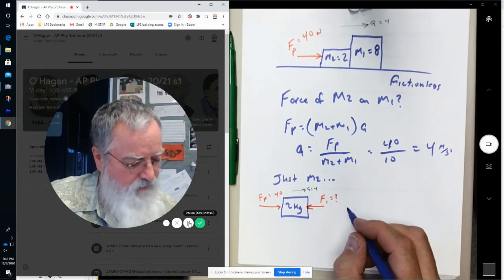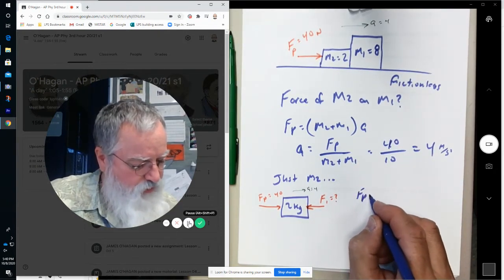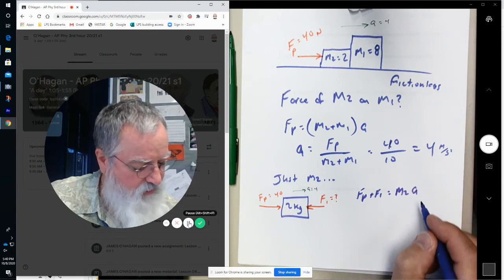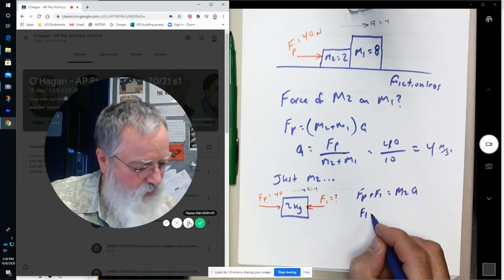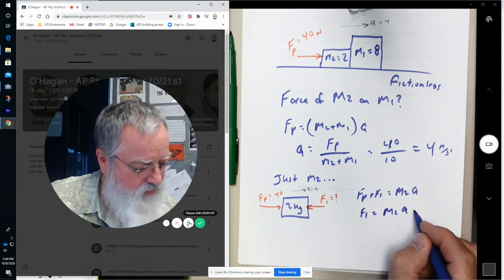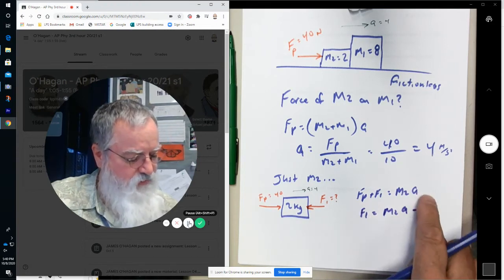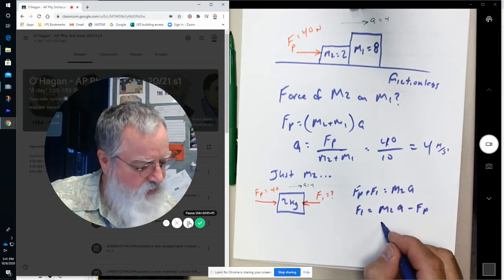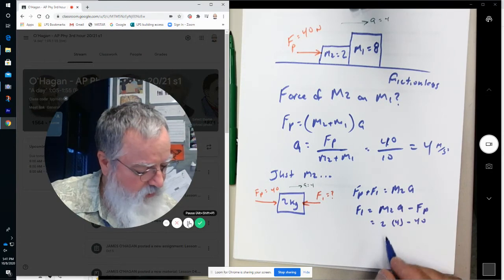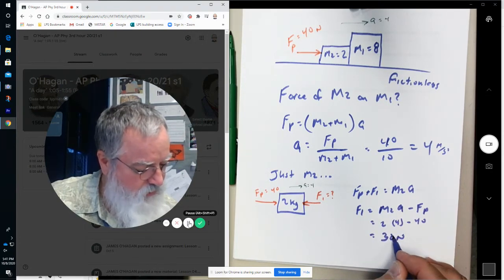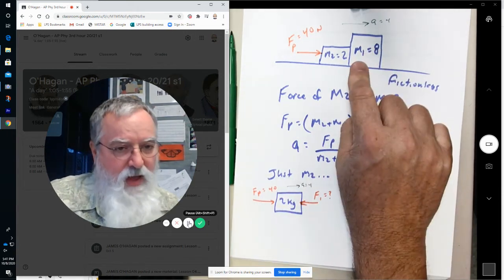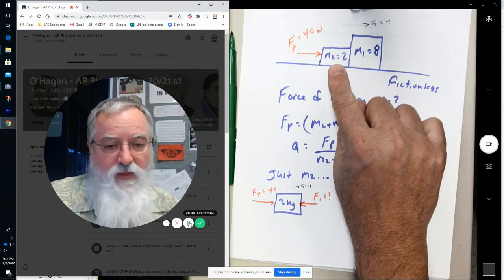Newton's second law: force push plus force 1 will cause mass 2 to have an acceleration. So that means force 1 equals mass 2 times acceleration minus force push. That just comes over to the other side. So it's 2 times 4 minus 40. So that's going to be 32 newtons. Force 1 is 32 newtons. Mass 1 pushes on mass 2 in this setup with 32 newtons.